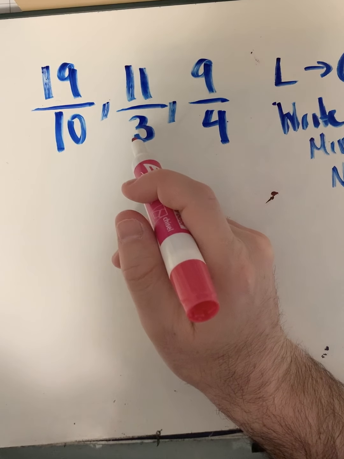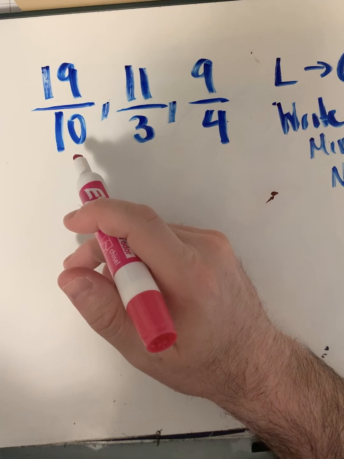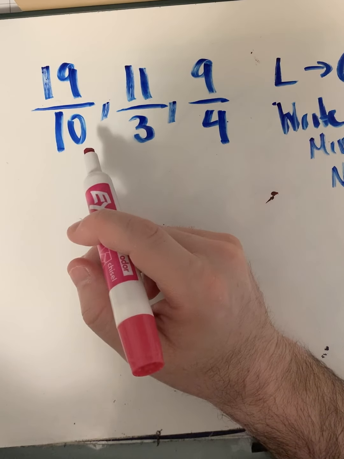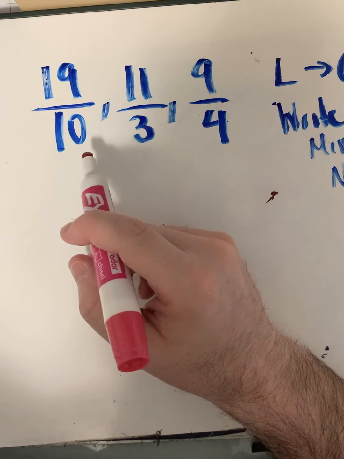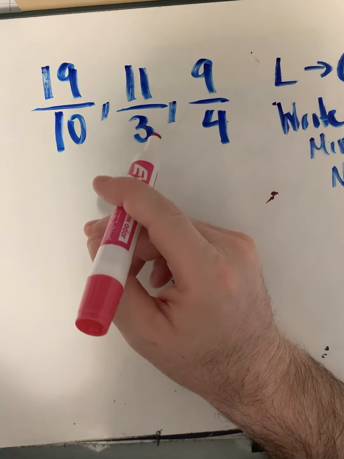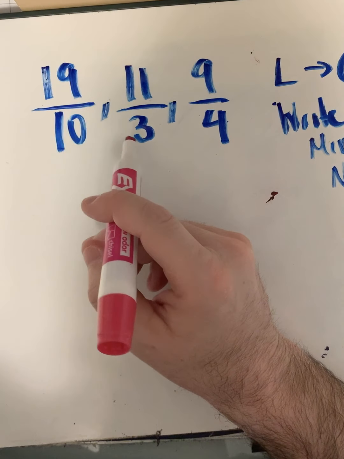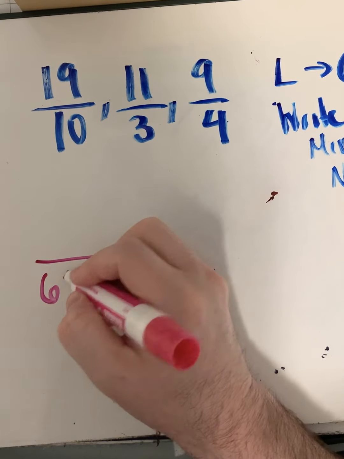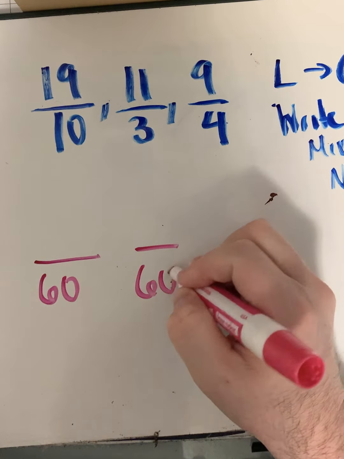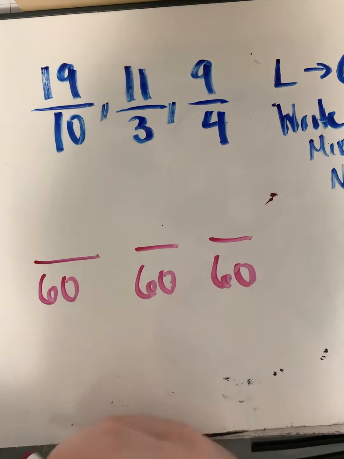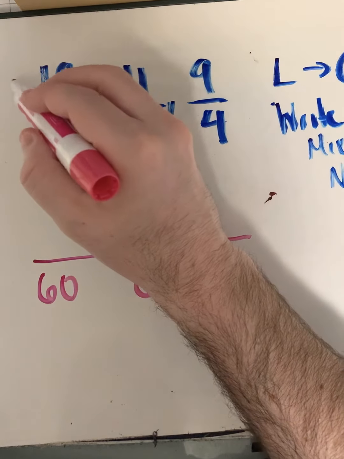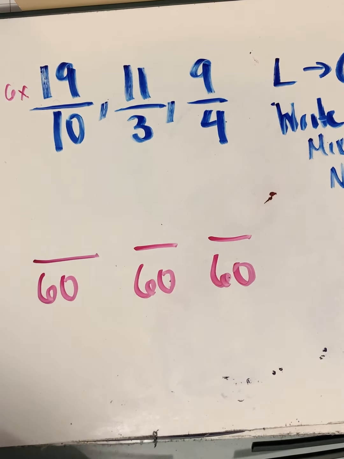10, 20, 4 goes in but 3 doesn't. 30, 3 goes in but 4 doesn't. 40, no. 50, nope. 60 divided by 4 is 15. 60, yep, okay, so we got 60 as our answer. So we're going to have this, and this, and this. How did I get from 10 to 60? I multiplied by 6. So 19, oh, we're going to have to get the calculator out again.